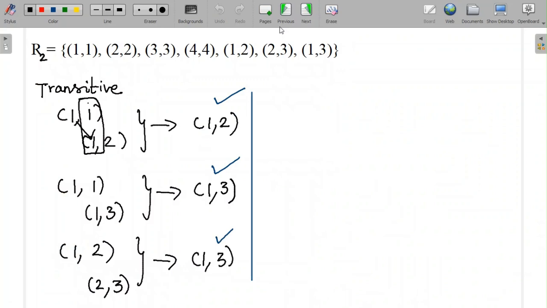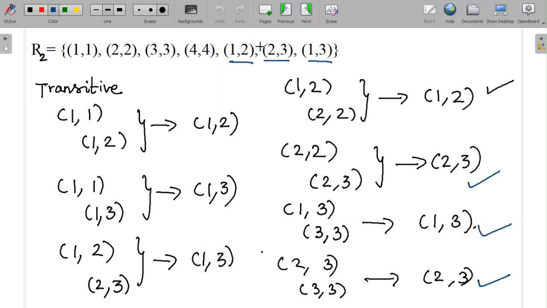Next, we move to the transitive case. Like I told you before, arguing in favor of the transitive nature will take time. So we'll discuss all possible ordered pairs here. We'll start with pairs which begin with 1. So let's compare 1 1 and 1 2. This should result in the pair 1 2, and 1 2 is present. 1 1 and 1 3 should result in 1 3, which is also present. 1 2 and 2 3 should result in 1 3, which is also present.